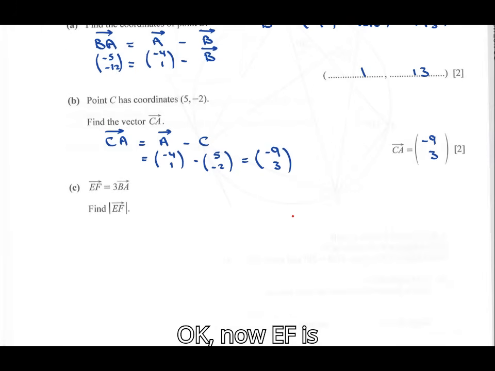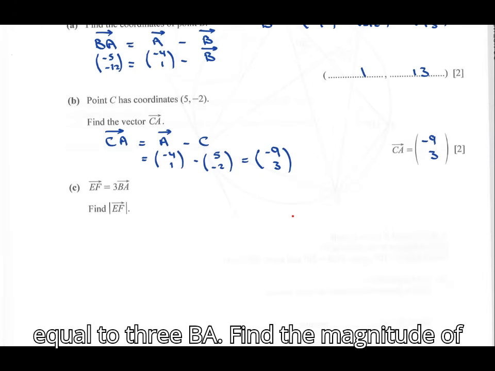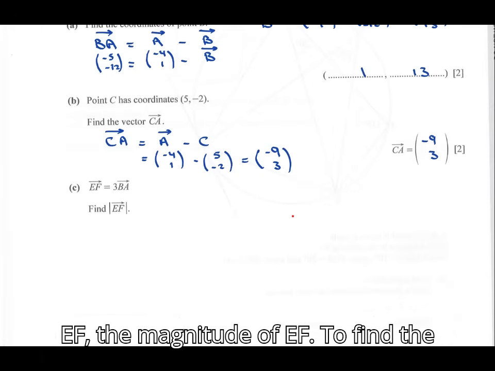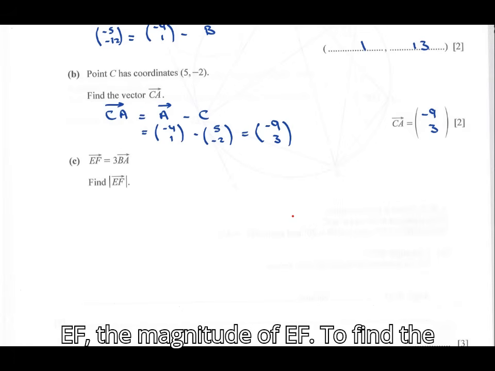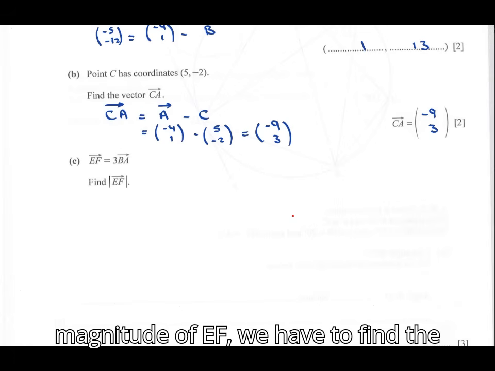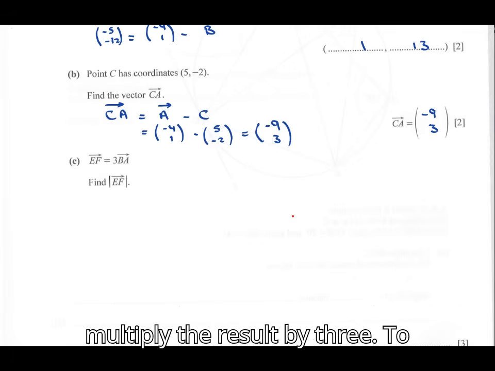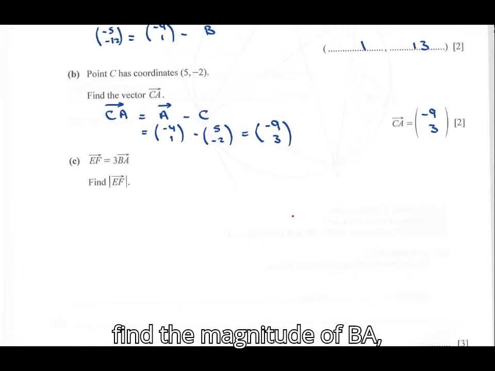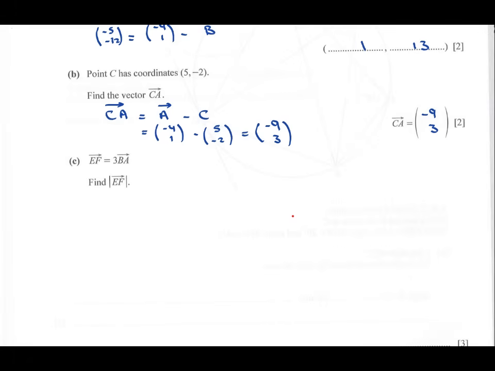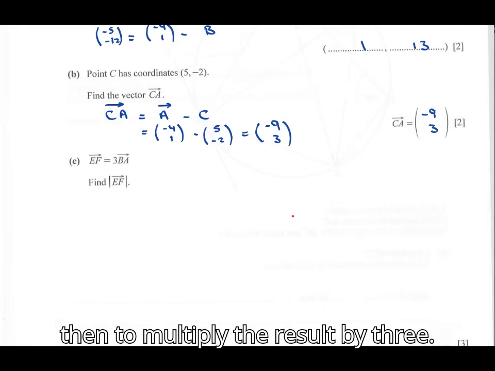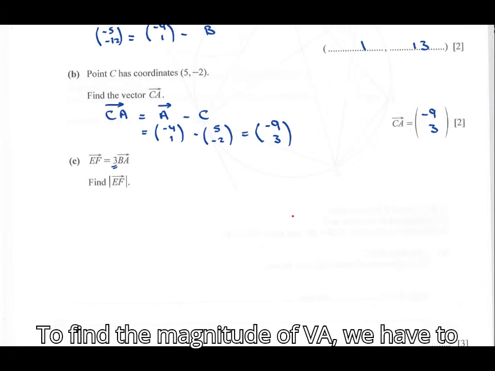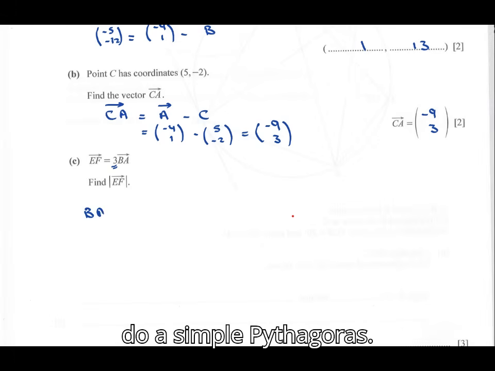Okay, now EF is equal to 3BA. Find the magnitude of EF. To find the magnitude of EF, we have to find the magnitude of BA and then multiply the result by 3. To find the magnitude of BA, we have to do a simple Pythagoras.